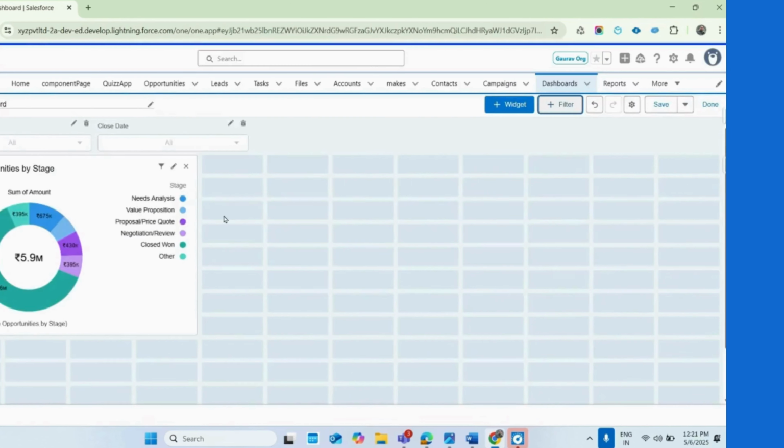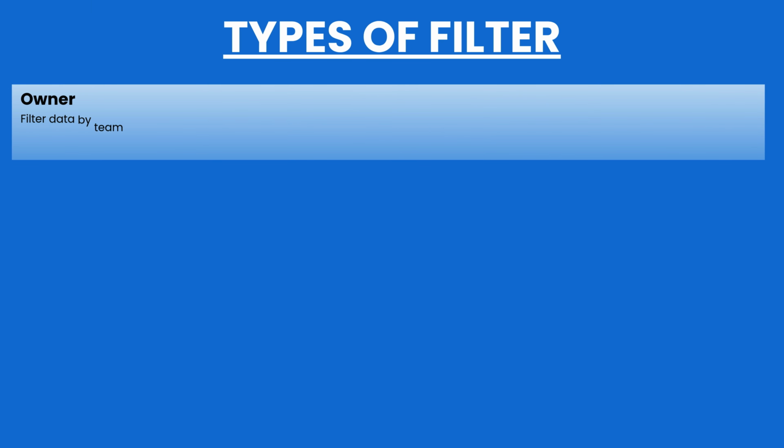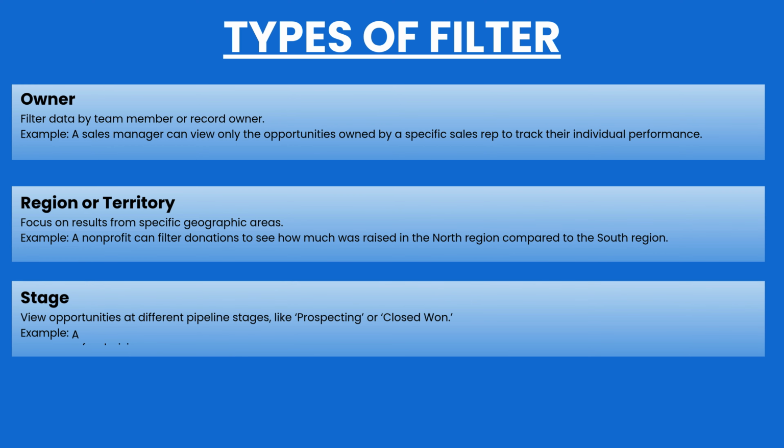Now, let's quickly review the main types of filters you can use in Salesforce dashboards. Owner: filter data by team member or record owner. Region or territory: focus on results from specific geographic areas. Stage: view opportunities at different pipeline stages like prospecting or closed won.